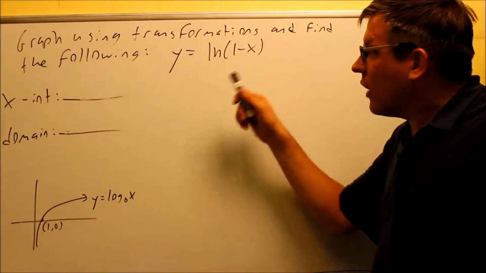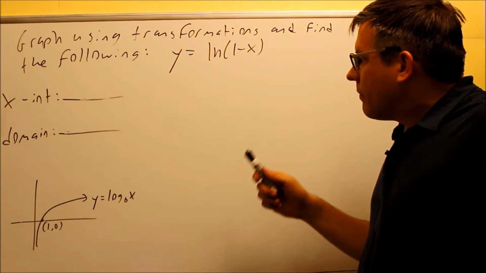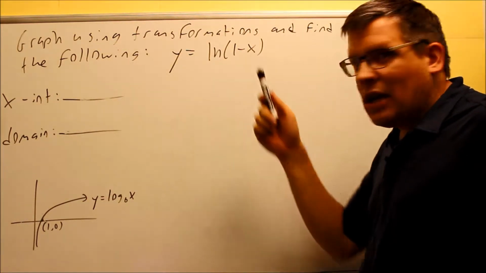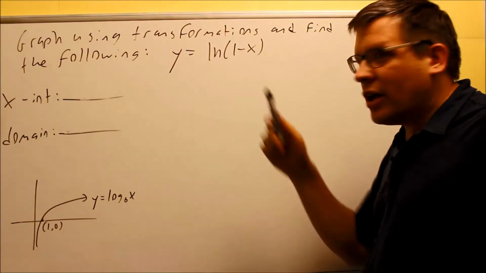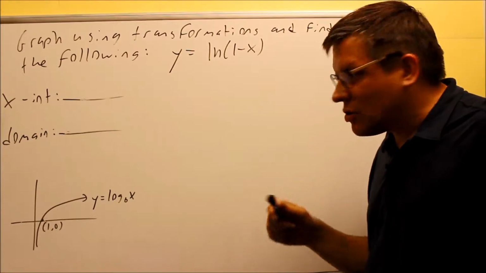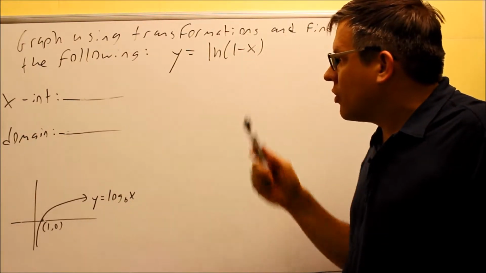Okay, so the next one in the graph, we have a natural log there. Now, a natural log is the same thing as our base graph, except that it has a base of e. An ln, or natural log, is a log with a base of e. So because of that, we can use our same base graph that we had before for this one.